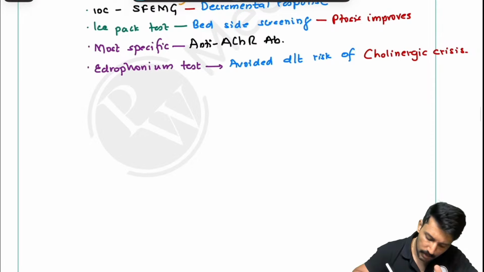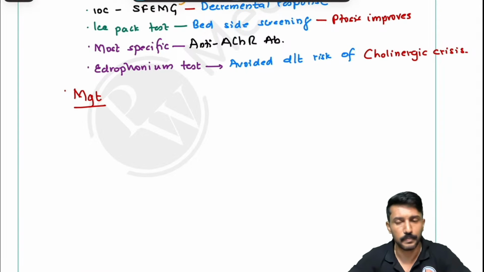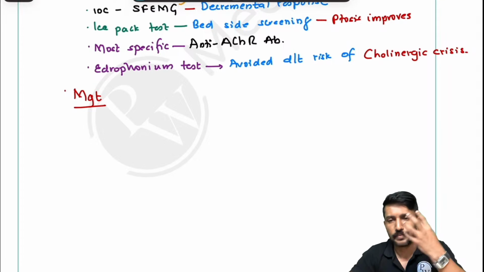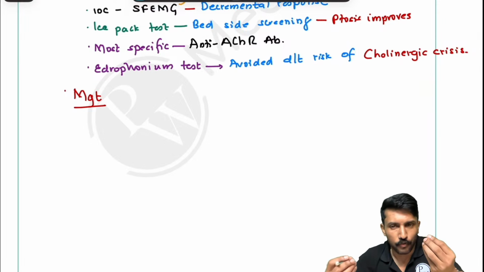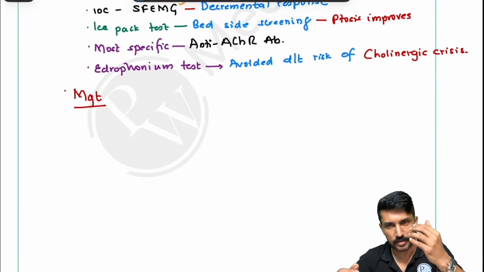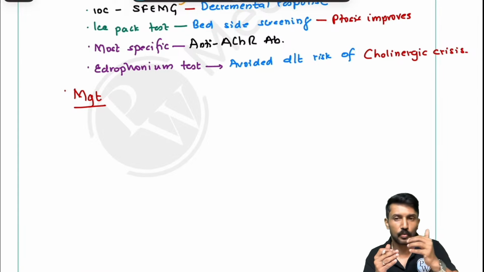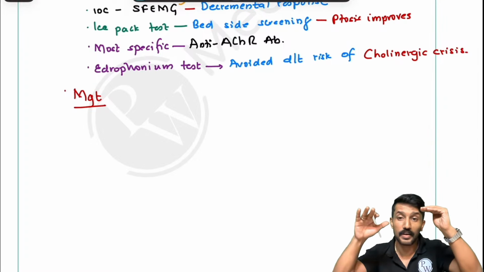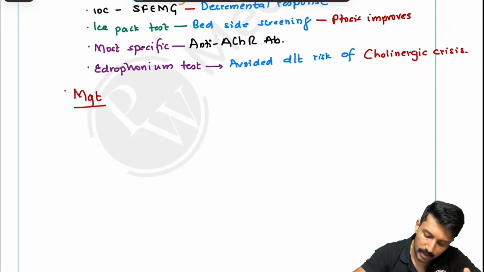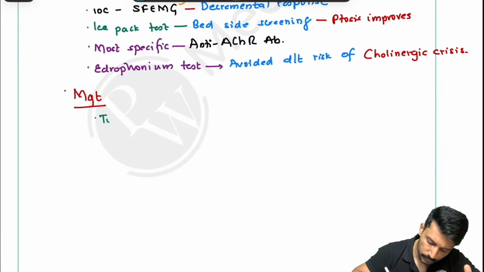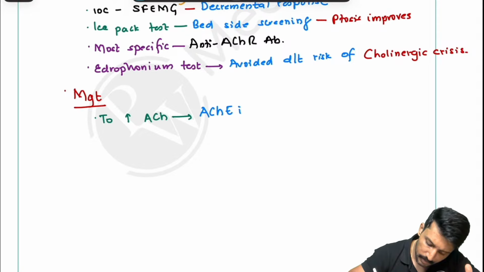Okay, upon investigation, now the time is how do I manage these patients? Here, there is a competitive inhibition of the acetylcholine receptors by the antibodies. So I have to now make acetylcholine win. So I have to increase acetylcholine and decrease antibodies. How can I increase the acetylcholine? To increase acetylcholine, we will use acetylcholinesterase inhibitors.